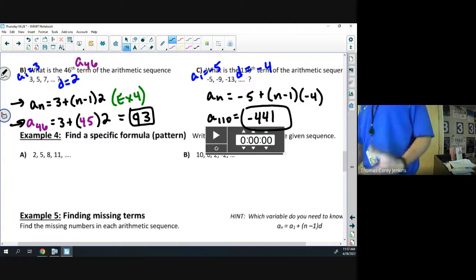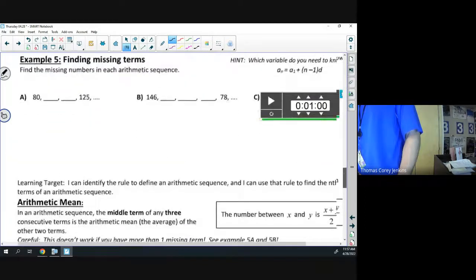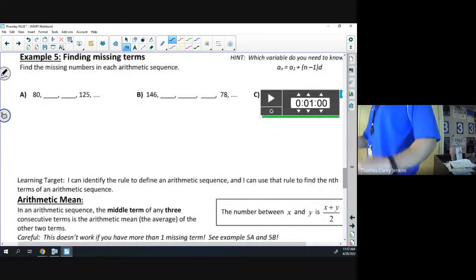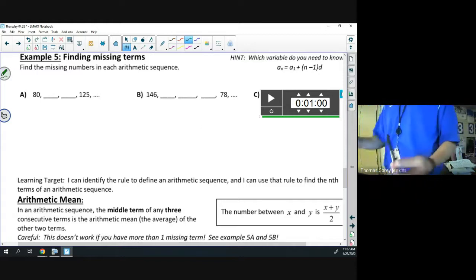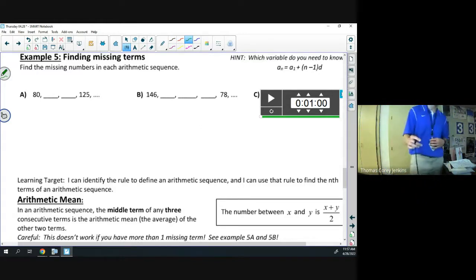Perfect. So like I said, we're skipping example 4 because we've kind of already done these. If you want to see more, it's on the filled out notes. Let's finish with finding some missing terms, okay? Tomorrow's notes are pretty much just like this, but a different type of sequence, okay?